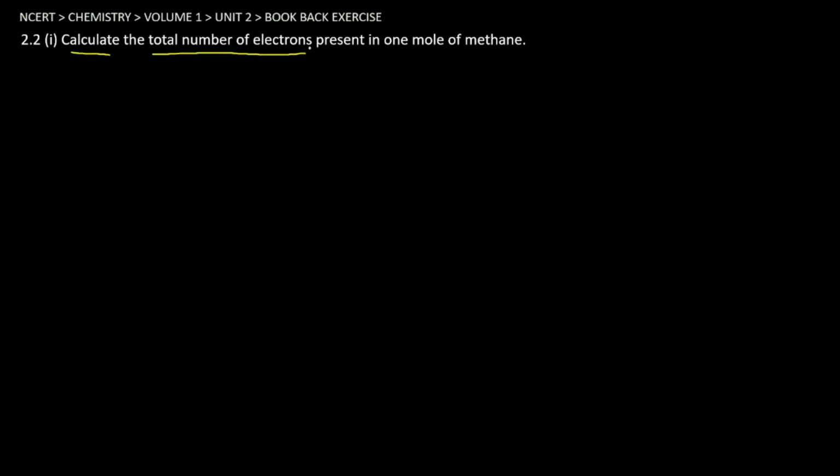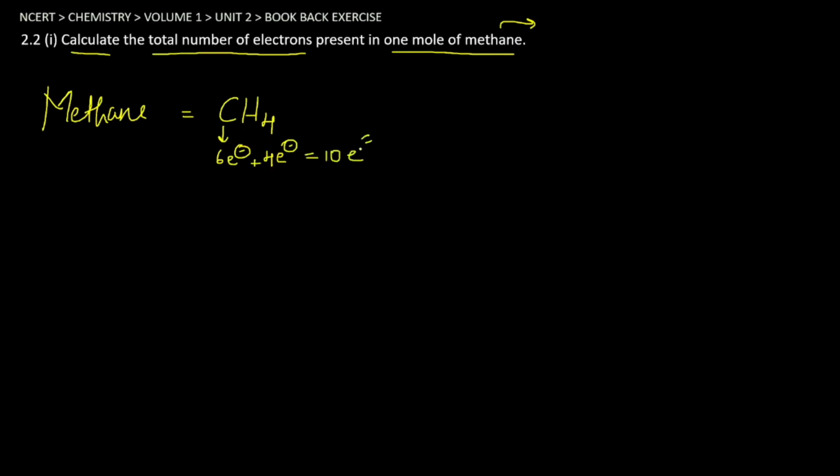If you look into question 2.2 subdivision 1, it asks us to calculate the total number of electrons present in 1 mole of methane. The molecular formula of methane is CH4. From this we can tell that carbon has 6 electrons and hydrogen has 1 electron each. 4 hydrogens are there, so 4 electrons. So totally in one methane there are 10 electrons.